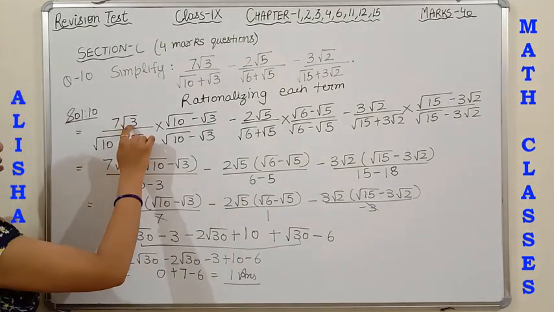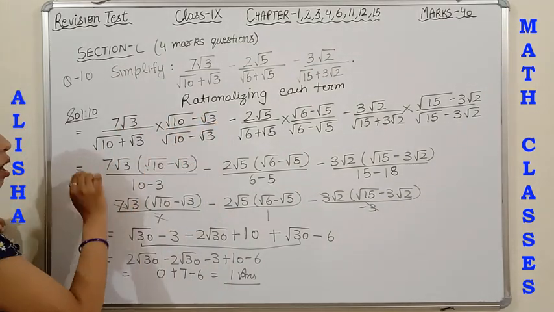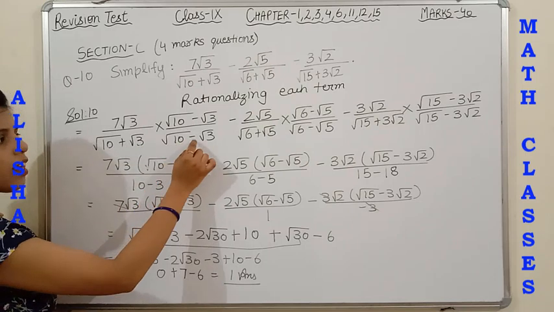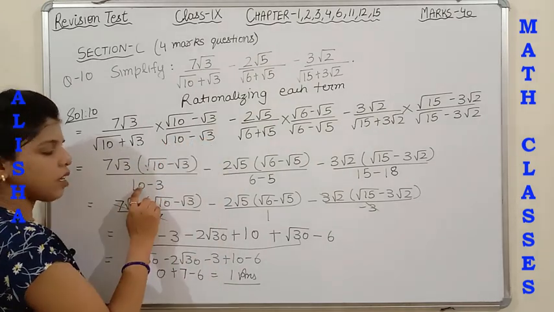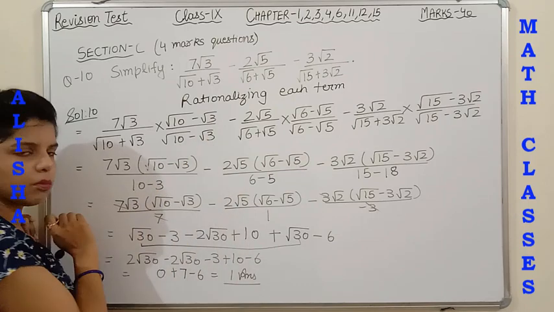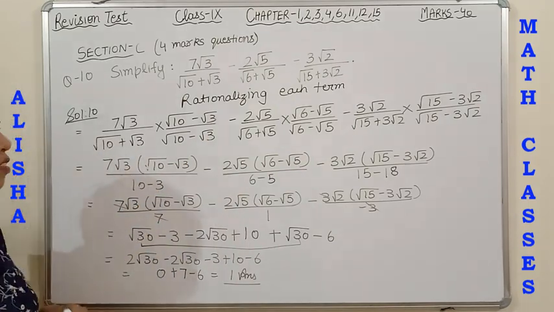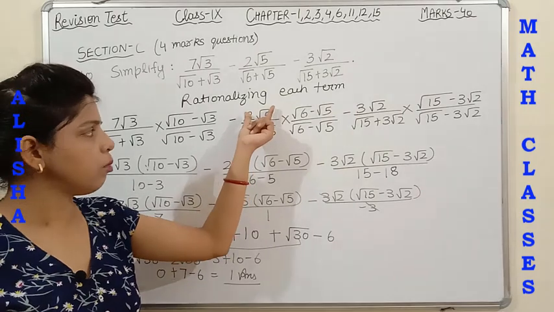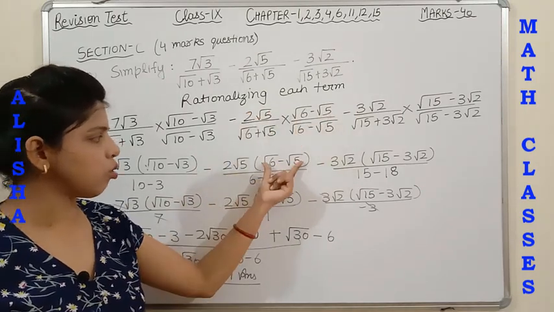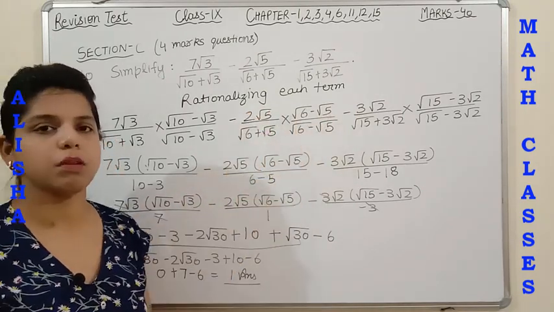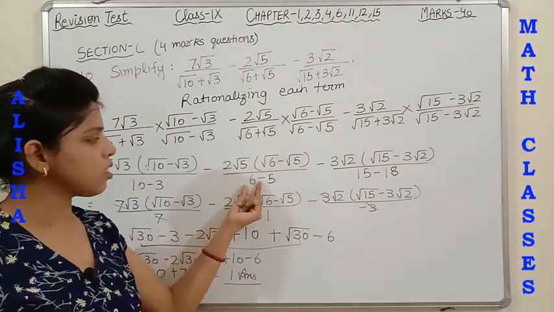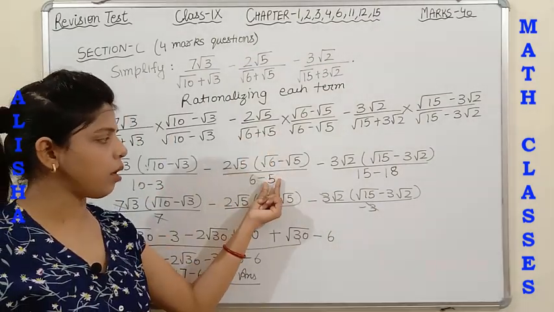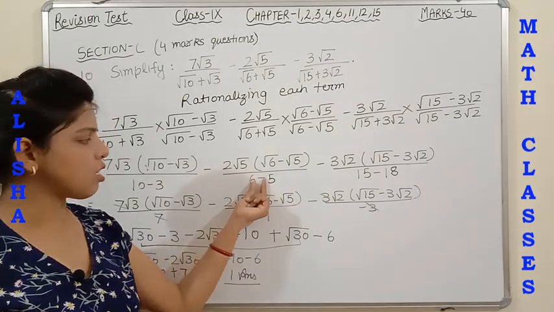So the numerator becomes 7 root 3 into this, upon a plus b into a minus b, which becomes a square minus b square. So root 10 square will become 10 and root 3 square will become 3. So it becomes 10 minus 3. Same here in the second term, 2 root 5 into root 6 minus root 5 upon a plus b, a minus b, which becomes a square minus b square. So root 6 square becomes 6 and root 5 square becomes 5. So it becomes 6 minus 5.